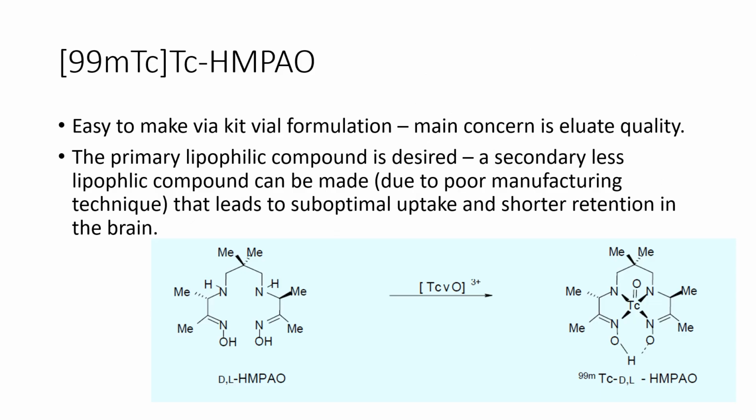So technetium HMPAO is actually very easy to make, but there are often some technicalities that make the radiolabeling yield or the radiochemical purity poor. The main concern that we have to look at is the quality of eluate from your generator. We want the primary lipophilic compound. Sometimes the secondary less lipophilic compound can be made, and this is when you have maybe the wrong quality of eluate that you used. So we want the uncharged lipophilic molecule to go to the brain.